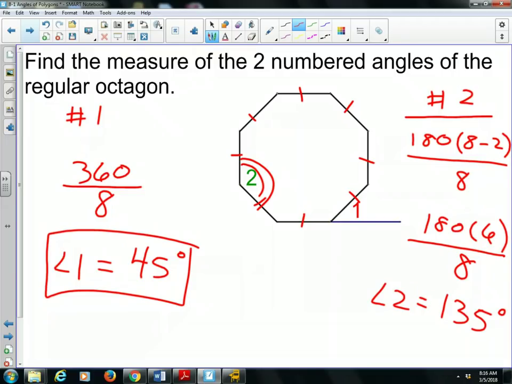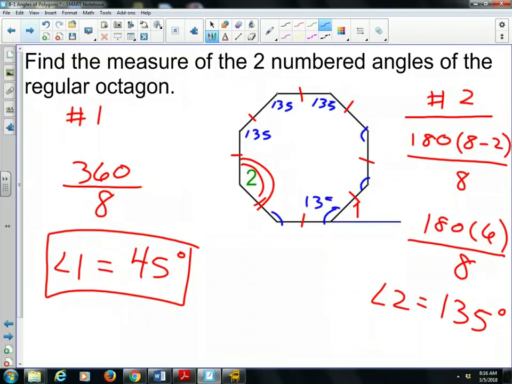And that's saying that, being that this is a regular octagon, this is 135, this is 135, this is 135. All of these angles that are on the interior are 135. So is it kind of interesting? To me it is, anyway. I don't know about what you think.